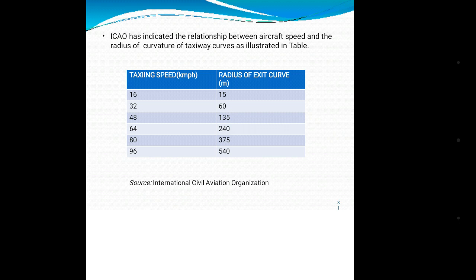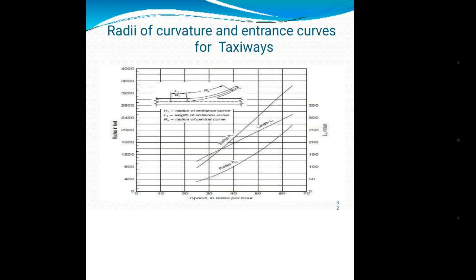Now this table gives us information about the aircraft speed and the radius of curves. If the taxiing speed is 16 kmph, then the radius of the exit curve is 15 meters. For 32 kmph speed, the radius of curve is 60 meters. For 48 kmph speed, the radius is 135 meters. So as the speed increases, the radius of the exit curve also keeps increasing, that is, we require a longer distance for turning. This graph again gives the same relation between radius of curvature and the entrance for the taxiways.